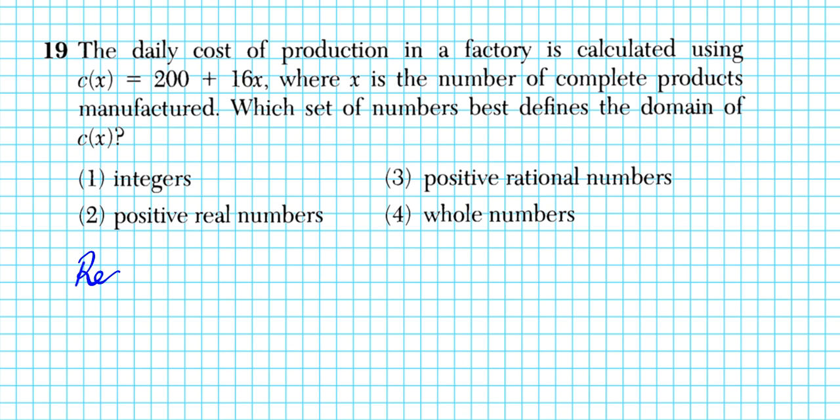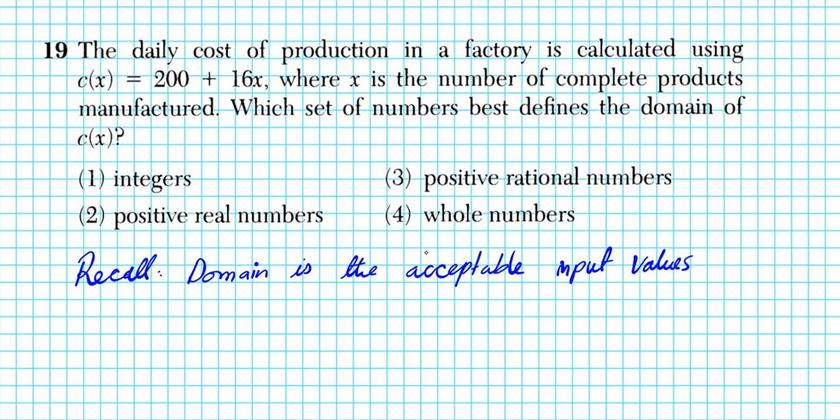So recall that your domain is the input values, the acceptable input values that result in the function generating defined outputs. Acceptable input values, okay? And then when you plug in these acceptable input values, the resulting output values form your range. Okay? All right.